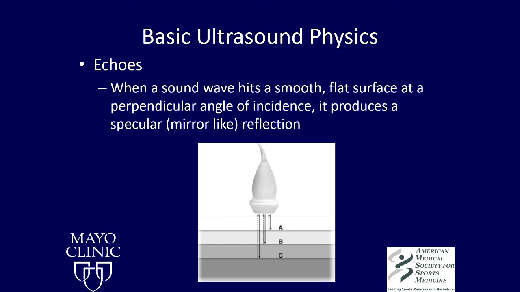When a sound wave hits a smooth, flat surface and it has a perpendicular angle of incidence, it's going to produce a mirror-like or specular reflection. So that's going to be your clearest image. So here's a nice flat tissue interface, and so all of the sound waves that come back up are going to give a mirror-like reflection.